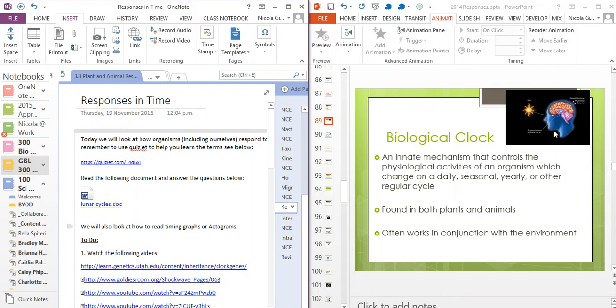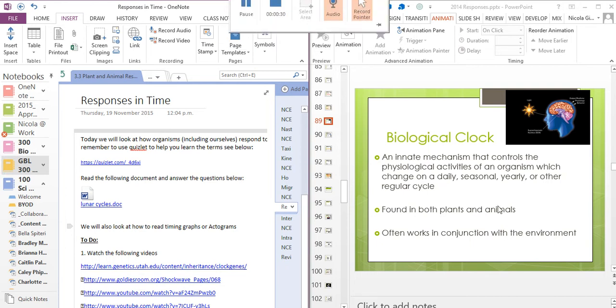Okay, so in this lesson we're looking at moving on from responses in space to responses in time. This is when plants and animals respond in a kind of rhythm or clock. It means that the responses occur at a certain time of the year, a certain time of the day, and these responses work as a result of the changing environment.